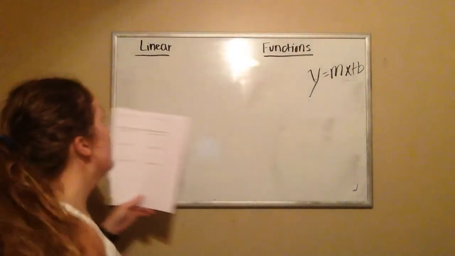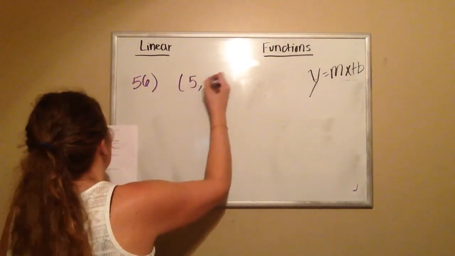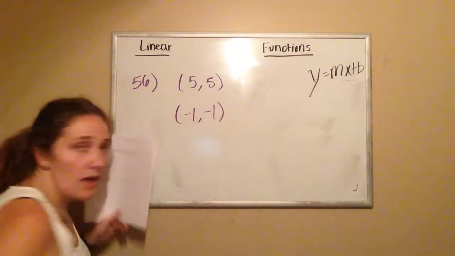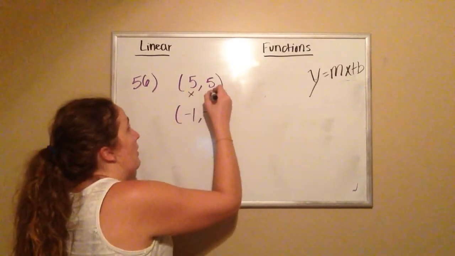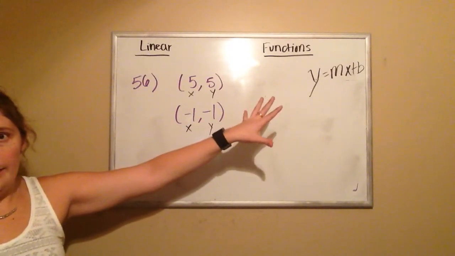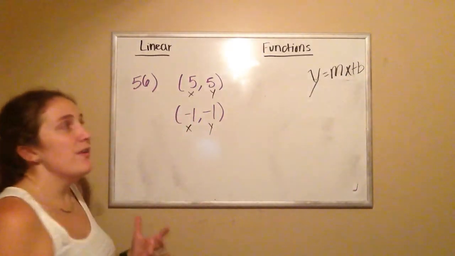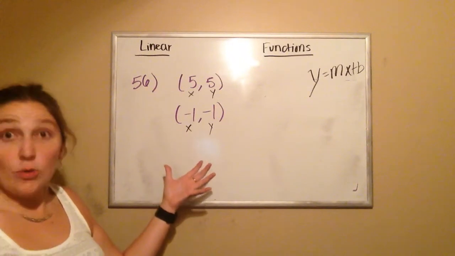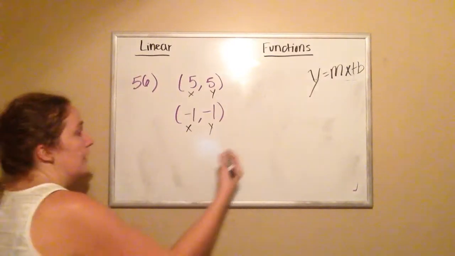I will do number 56. We've got these 2 points: (5, 5) and (-1, -1). That's all we got. If we label them, we've got x's and y's. We don't have enough to plug into this equation right yet, because we don't know the slope and we don't know the b. But can we find either of those? We have 2 points. Yes, we can find the slope. We've done this in the previous examples on this worksheet.